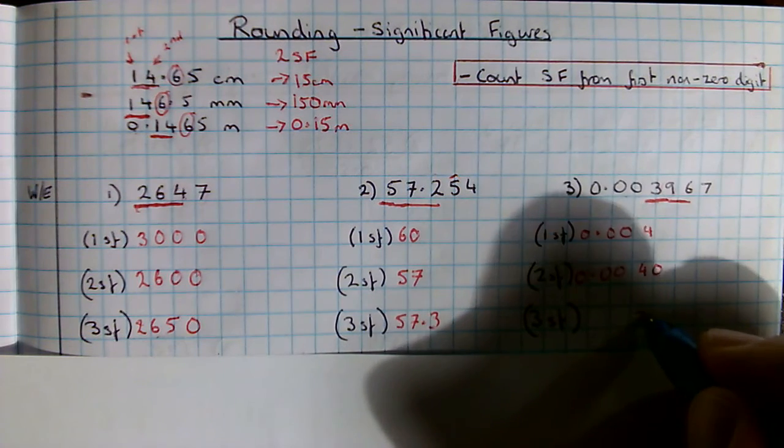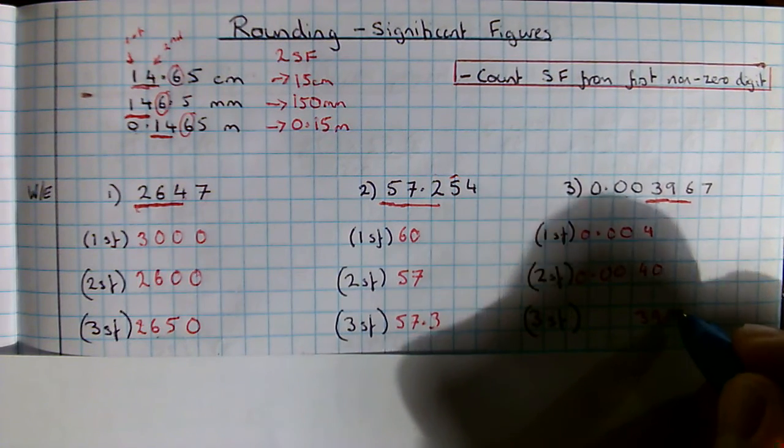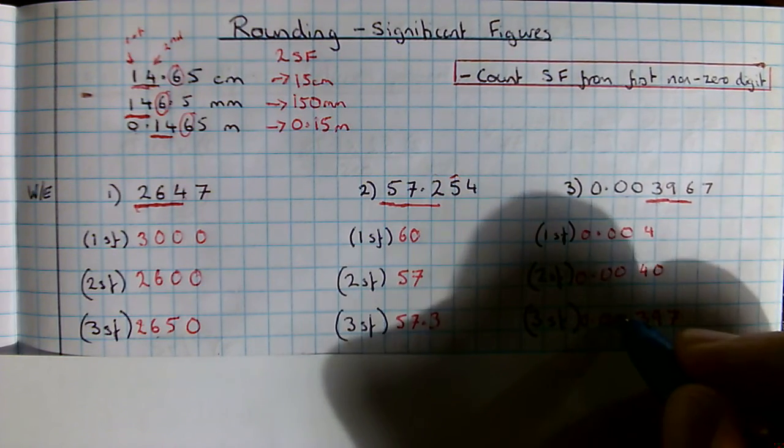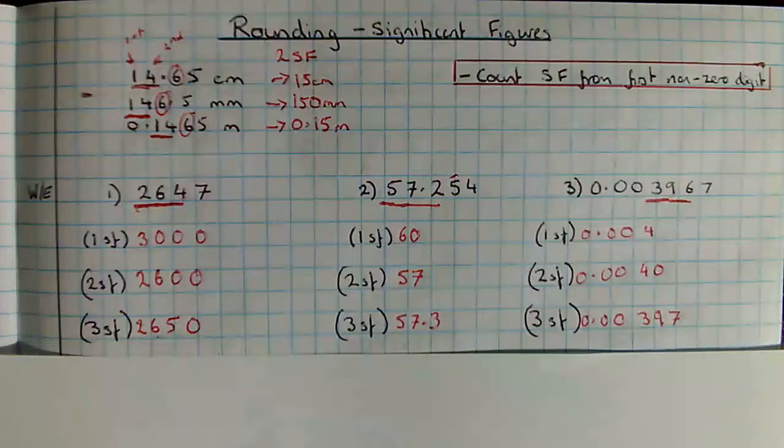It's going to go up to 397. And again, I need to make sure that I put in my zeros to maintain the place value. Okay. I'm going to give you a second just to make sure those are written down. Please pause the video at this point before you go on to some questions of your own.